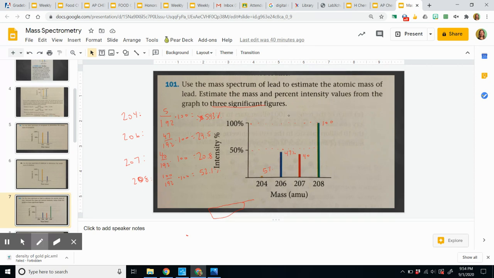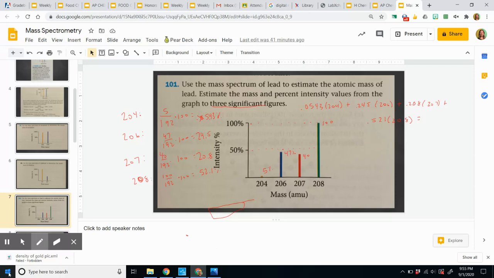All right. So we have 0.0543 times 204 plus 0.245 times 206 plus 0.208 times 207 plus, I'm going to write it down here, 0.521 times 208. Okay, equals, so let's do all of these.